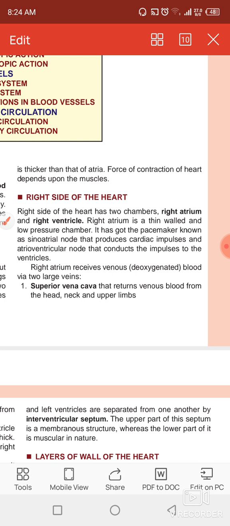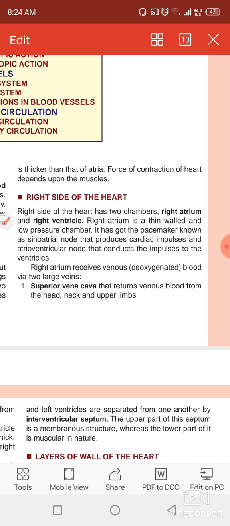So it also produces cardiac impulses, and the AV node conducts the impulses to the ventricles. So what you are going to discuss first, you have discussed what the right side of the heart is, then you will discuss that it is composed of a very thin wall, and then what nodes are present in it. So it is composed of the SA node, and this SA node produces electrical impulses and conducts them to the AV node. Okay, so next you will discuss what kind of blood enters your right atrium.